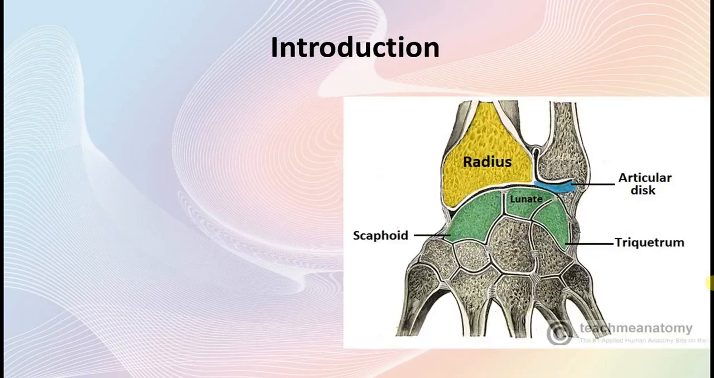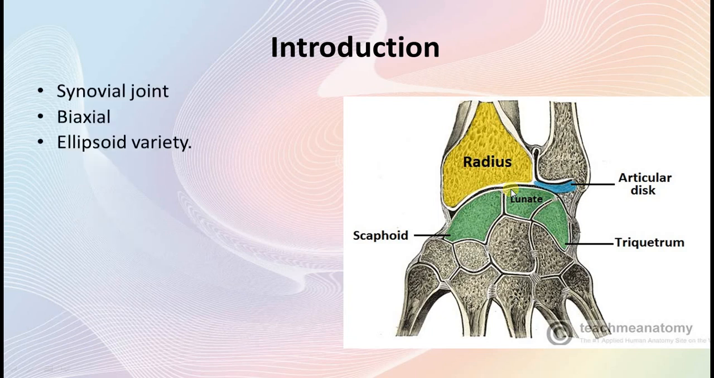To start with, we are first dealing with the wrist joint. Here you are able to see the wrist joint. It is actually a synovial joint, ellipsoid variety, biaxial. The ellipsoid variety is mainly based upon the shape of the articulating surface. So, it is somewhat elliptical in nature.